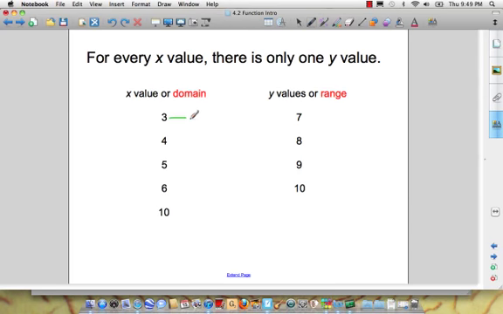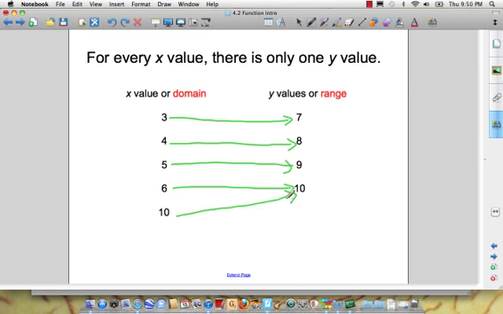So maybe 3 pairs with 7. When your independent variable, or x, is 3, the associated y value is 7. And maybe 4 is associated with 8, 5 with 9, 6 with 10, and then maybe 10 is also paired with 10. Okay, that's fine. It's fine for the y value to repeat. 6 goes with 10 and 10 goes with 10. That's fine. It's still a function, because each x value has only one y value. You don't see a certain number over here being linked up with 2 different numbers over here.